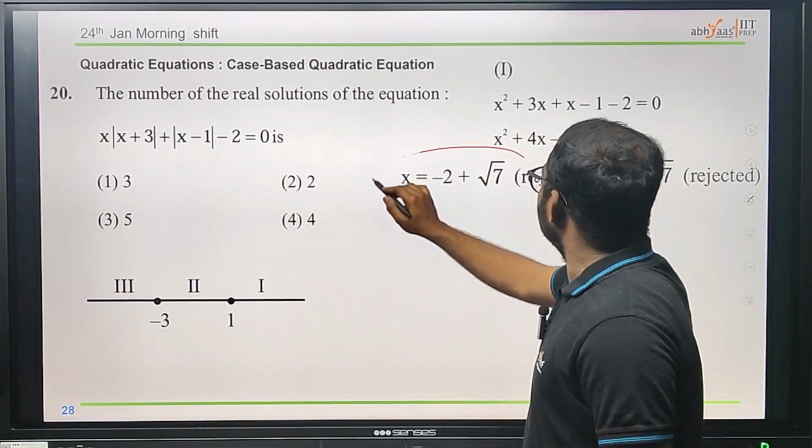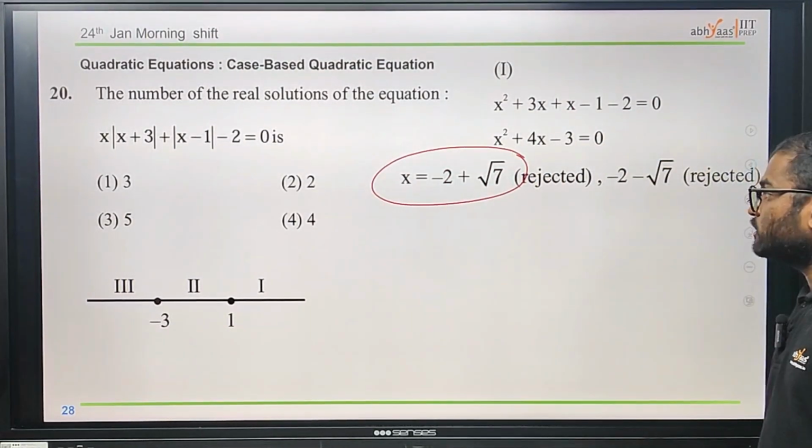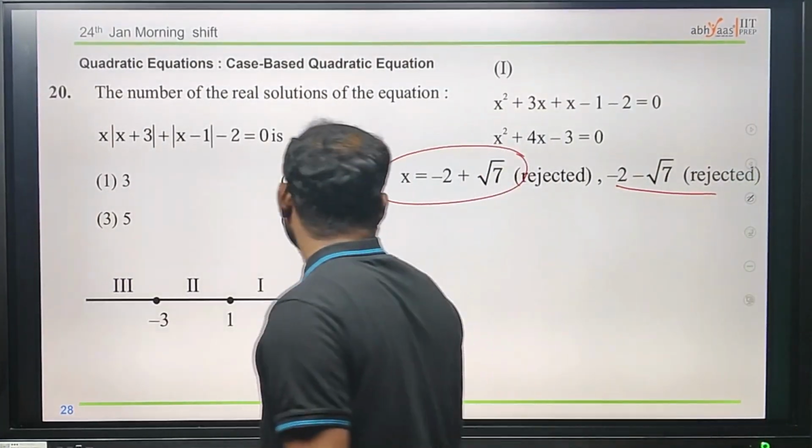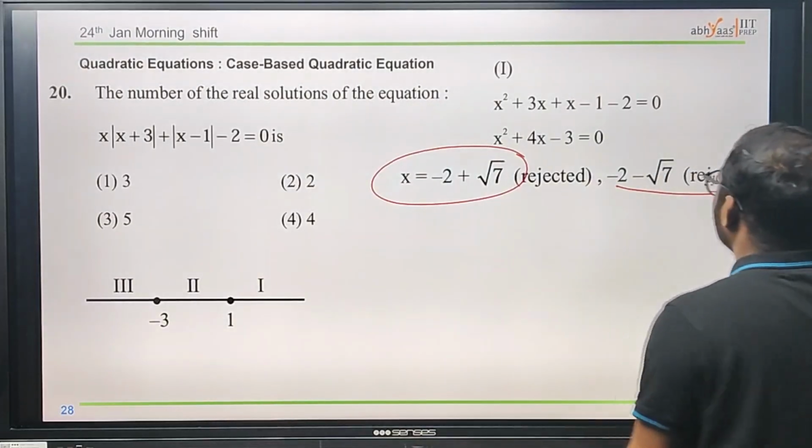Here x is equal to 2, and minus 2 plus root 7 will be rejected because it is not in the interval. This as well is rejected because it is not in the interval, whatever we are considering is not in the interval.